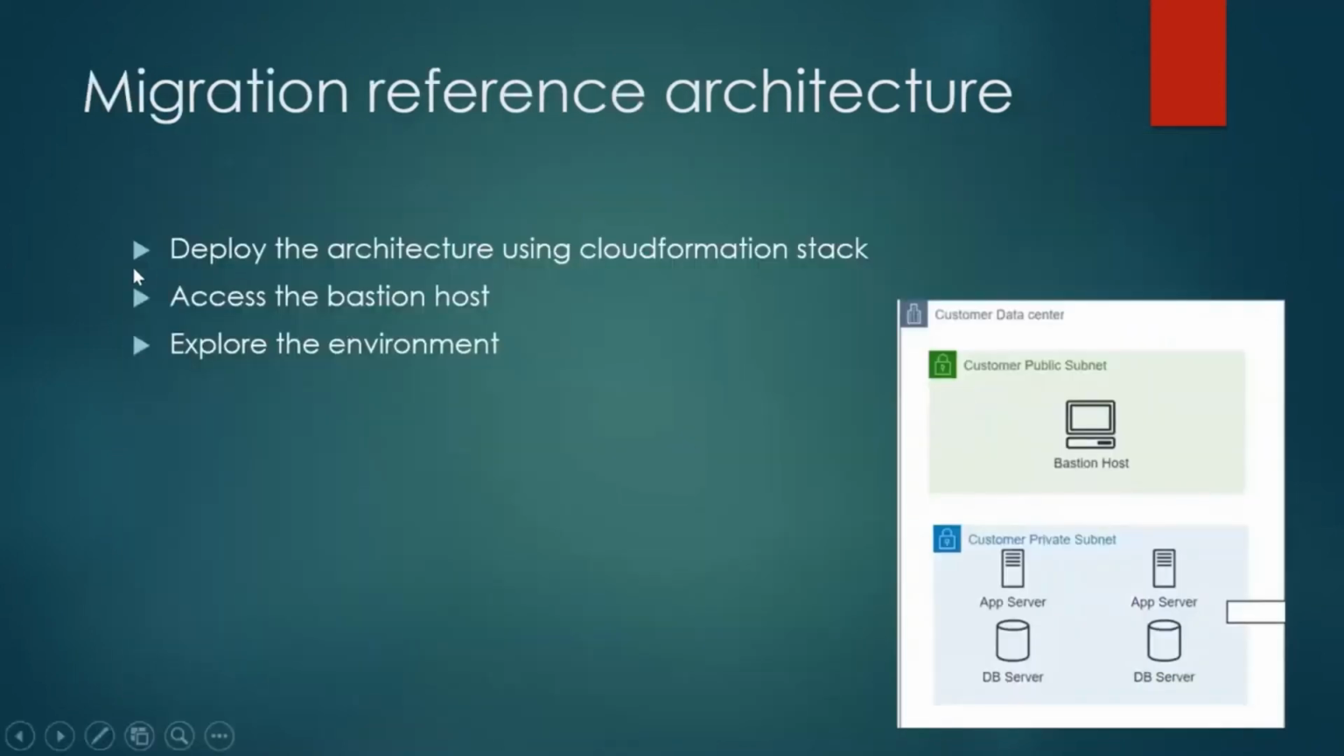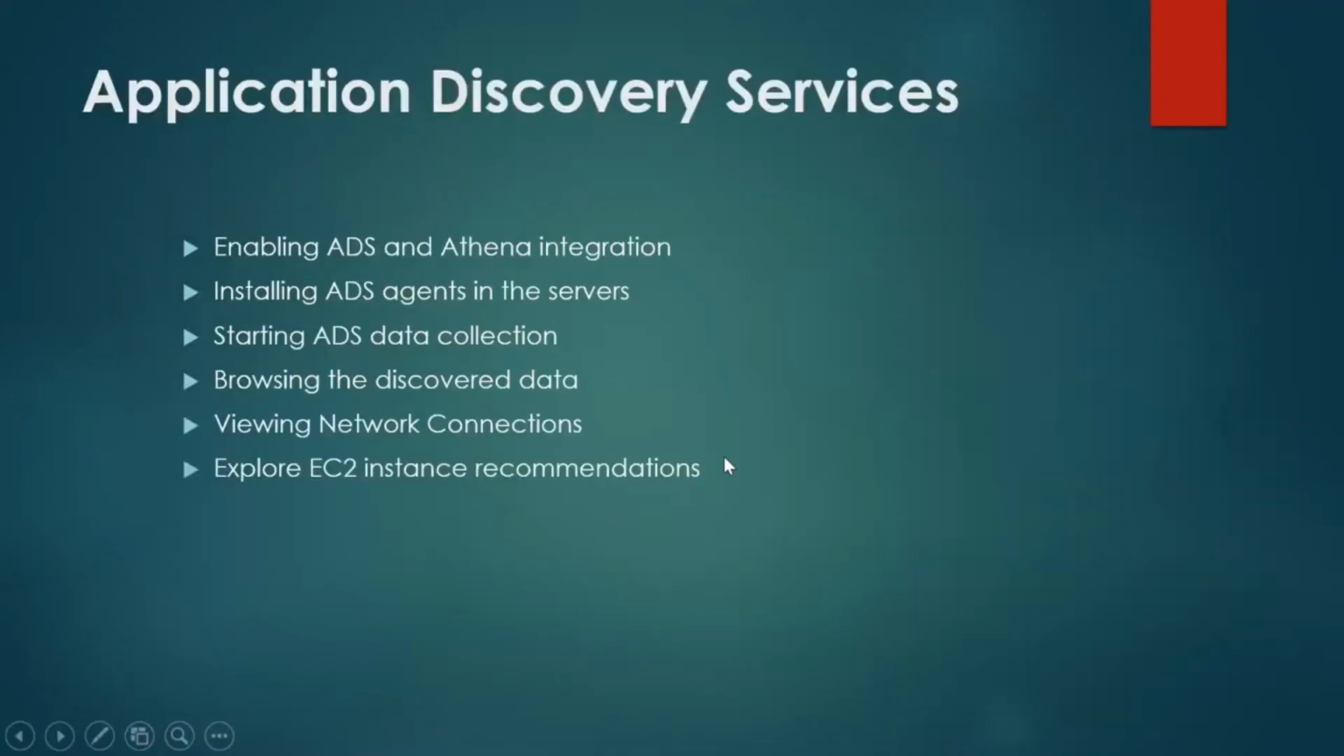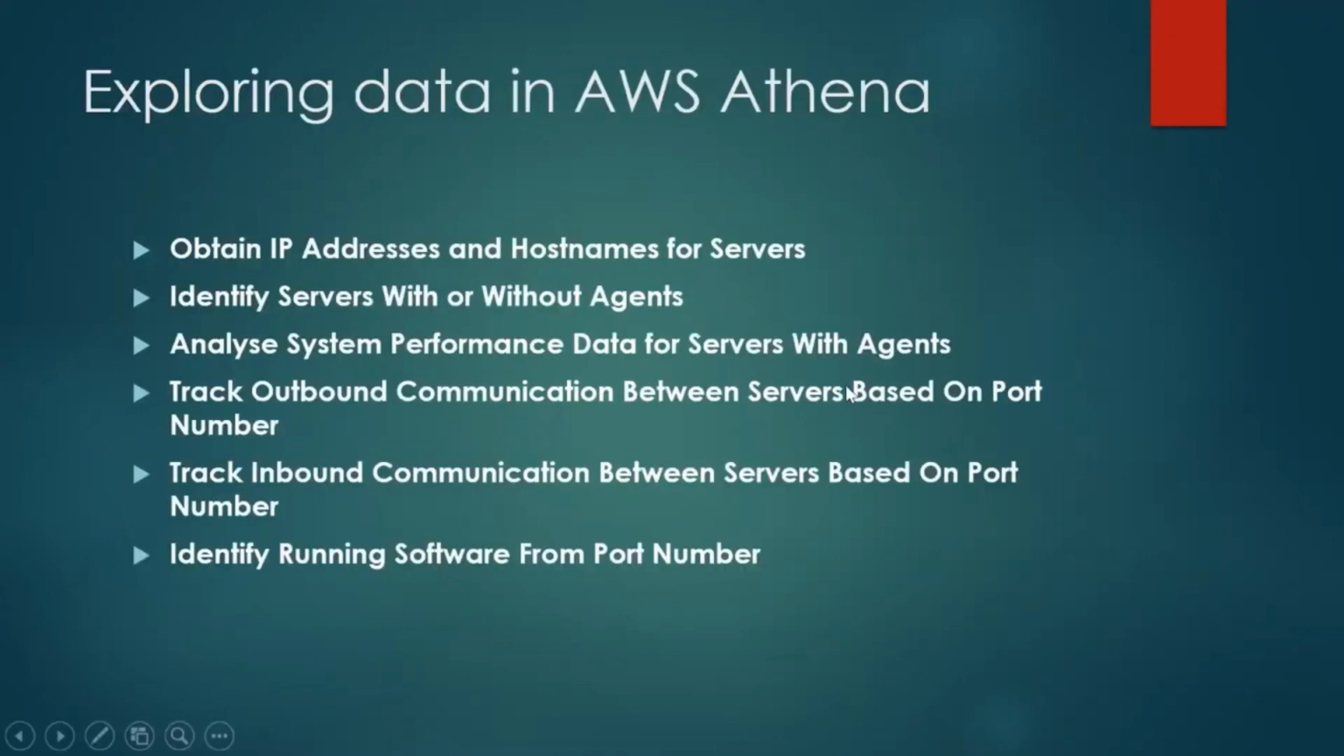In that, we explored the environment, accessed the Bastion host, explored what all is there and tested the access. And also in my previous video, I covered the Application Discovery Service, like installing the agent, collecting the data, browsing the data, viewing network connections, and EC2 recommendations. So in this video, let's talk about Athena, where we can analyze the data. When we talk about migration, there are a large number of servers that need to be migrated, for example 100 servers, so there will be a lot of data. Using Athena, we can get a lot of information out of it.